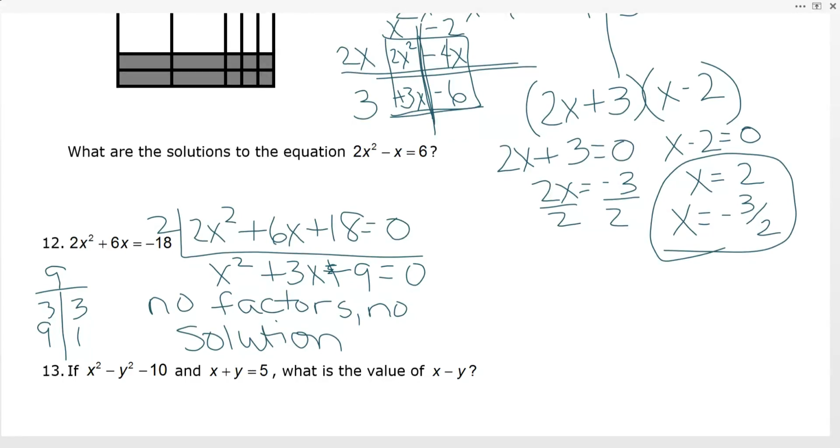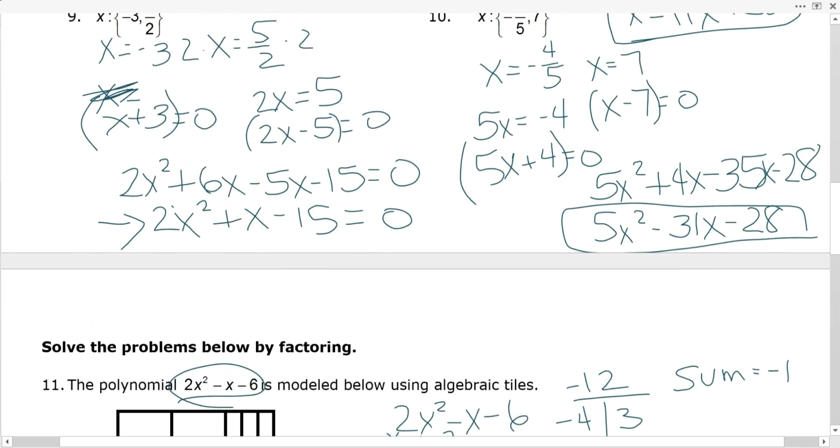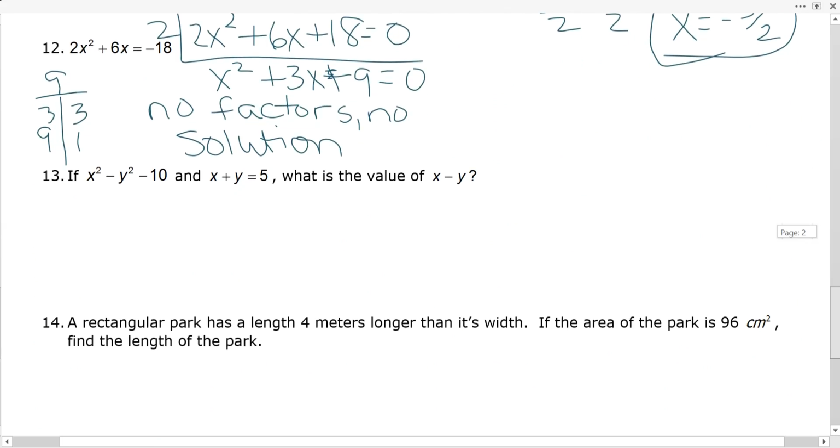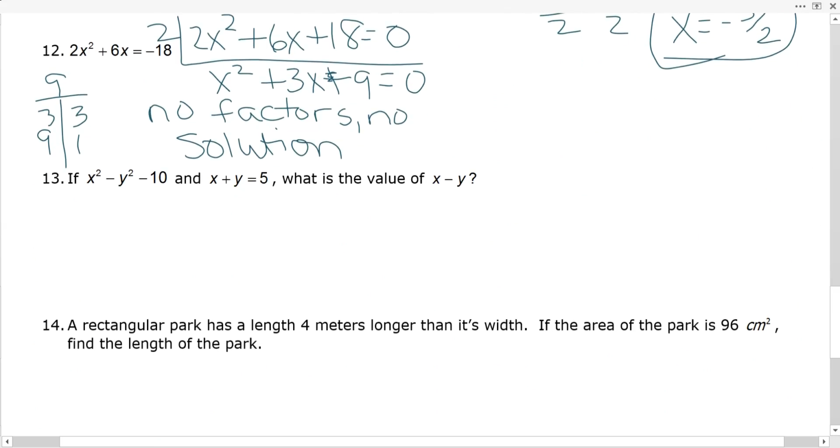Okay, 13 is kind of confusing. I had to look at that for a few minutes. If you notice that x squared and y squared are both perfect squares and there's a difference, this is not the way we worked our other problems. But if I have x squared minus y squared equals 10, so I added 10 to both sides, it's kind of equal to 0, then I could square root my x, square root my y, one's minus and one's plus, and that's equal to 10.